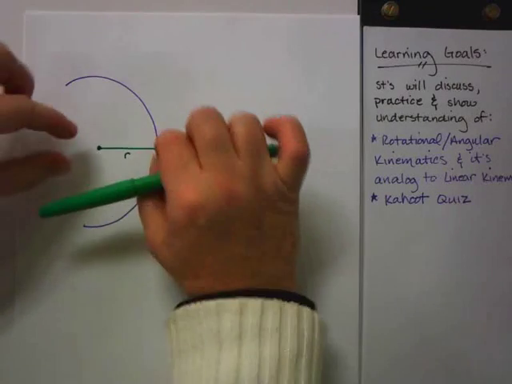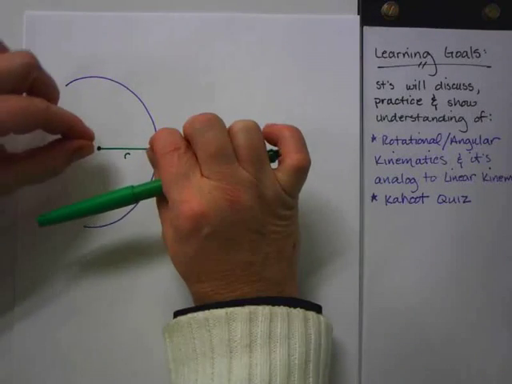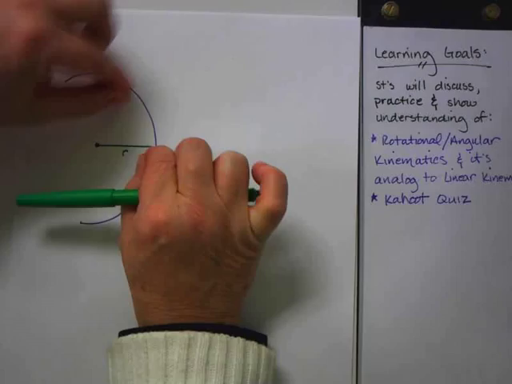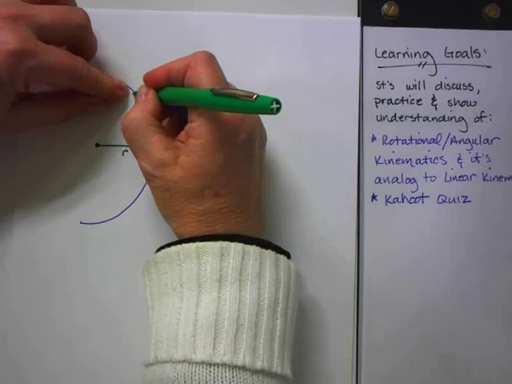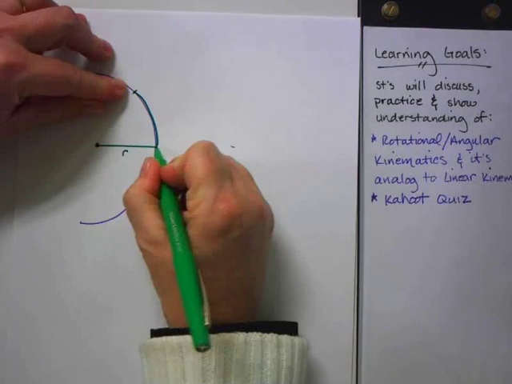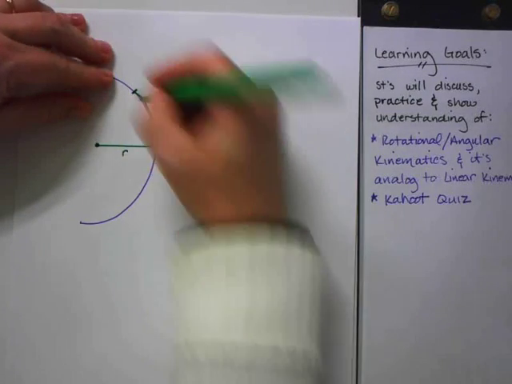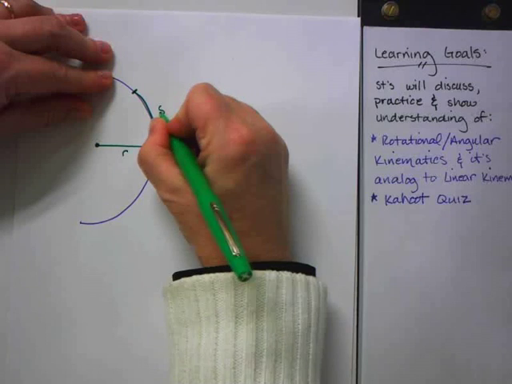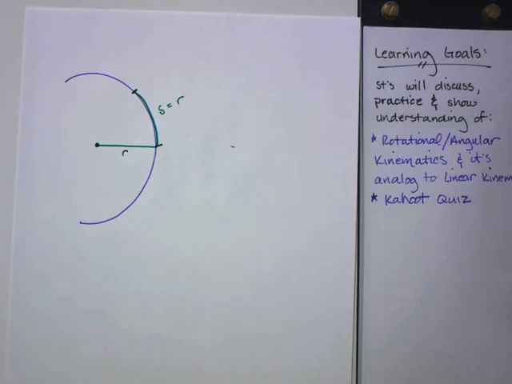And I'm going to pop off the radius and then slap it down around the outer edge of the circle, like that, okay? So that this distance, this arc length, is equal to r. Got it?